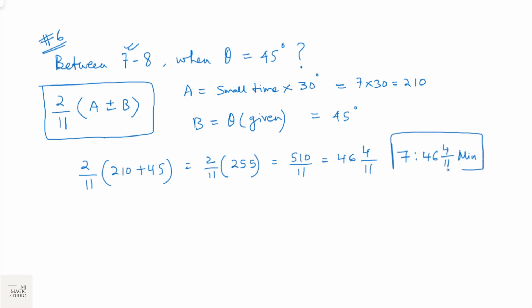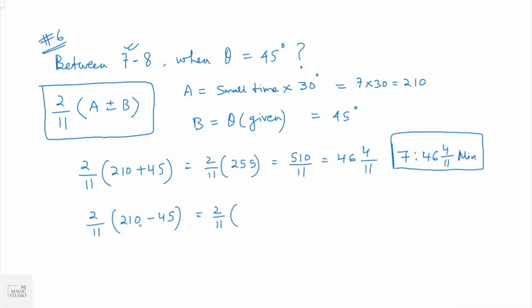At 7:46 4 by 11 minutes, the angle between the two hands is 45 degrees. But again, at one more time, the angle between the hands would be 45 degrees. For that, we'll use 2 by 11, 210 minus 45. Now you may ask why we are calculating two angles. Yes, it is 2 times the angle between minute hand and hour hand would be 45 degrees. Because if you remember in part 3, when we were finding the angle, we put a mod sign. Putting a mod sign means once we need to take the positive value and once we need to take the negative value to derive this formula. So we are doing it twice.